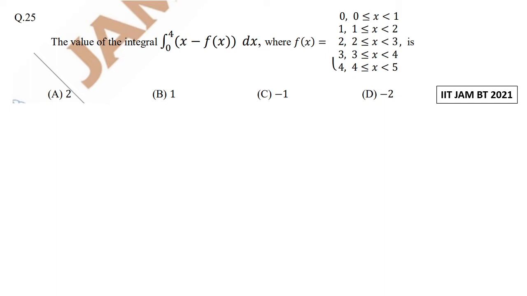The value of f(x) is 0. f(x) equals 1 when x is 1 to 2. f(x) equals 2 when x is 2 to 3. f(x) equals 3 when x is 3 to 4. f(x) equals 4 when x is 4 to 5. And the options are option A 2, option B 1, option C -1, option D -2.